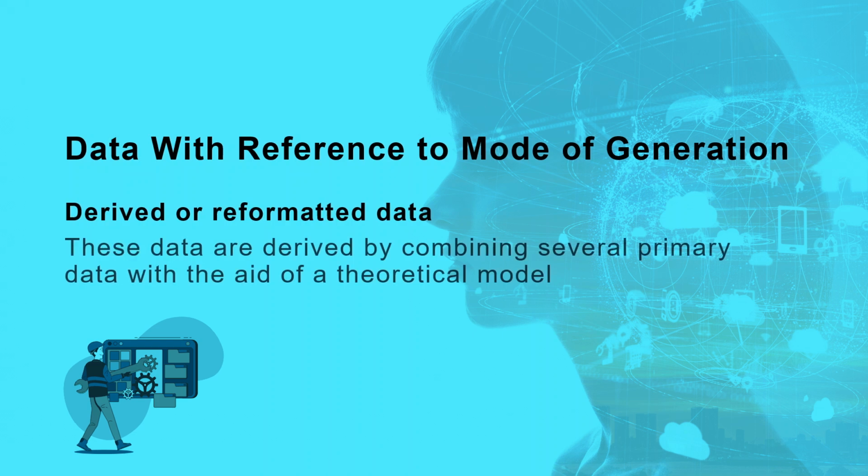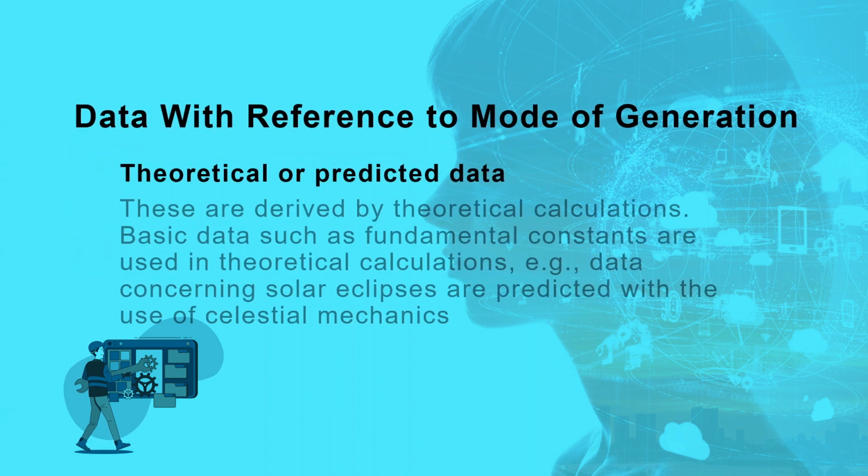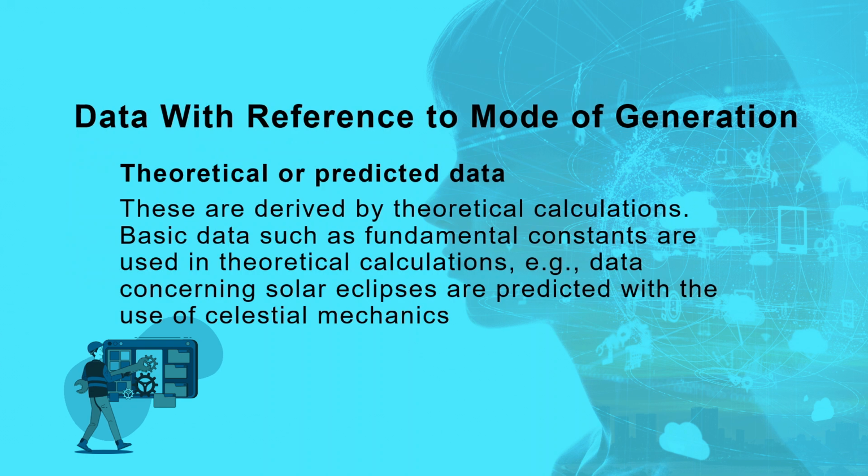Derived data may be obtained by combining several primary data with the aid of a theoretical model. Theoretical data are derived by theoretical calculations. Basic data such as fundamental constants are used in theoretical conclusions. For example, data concerning solar eclipses are predicted with the use of celestial mechanics. These are theoretical or predicted data.